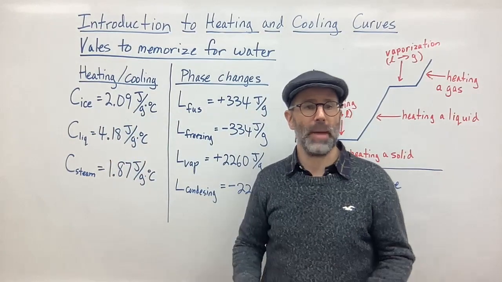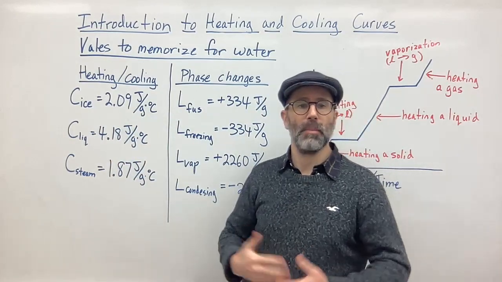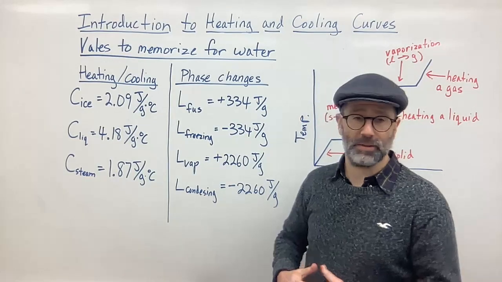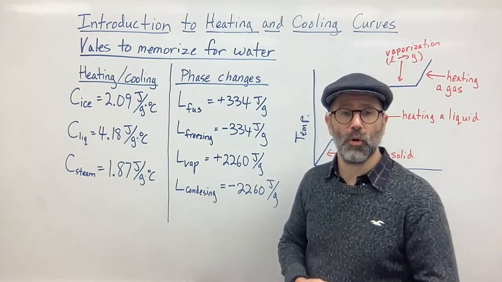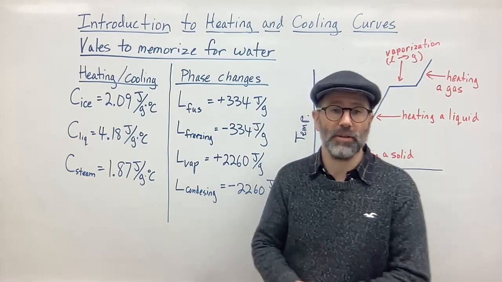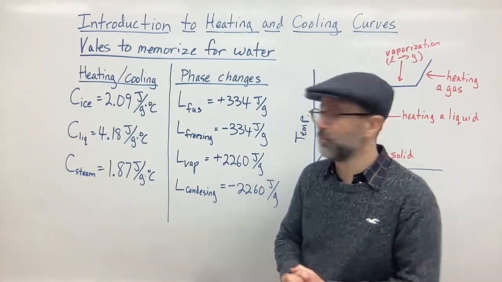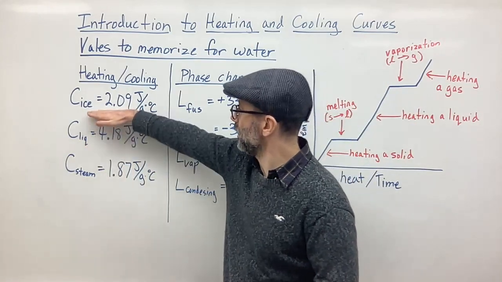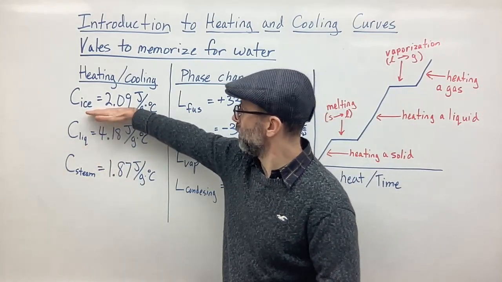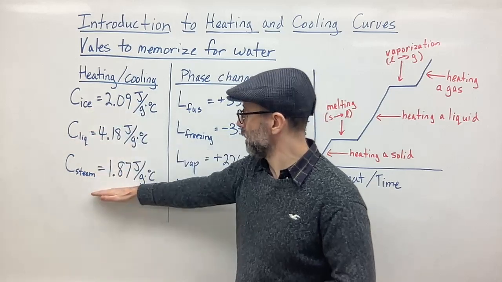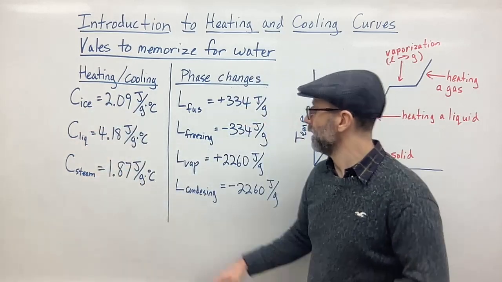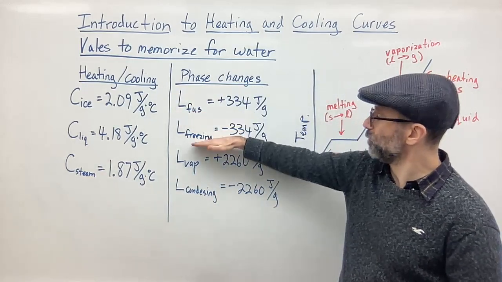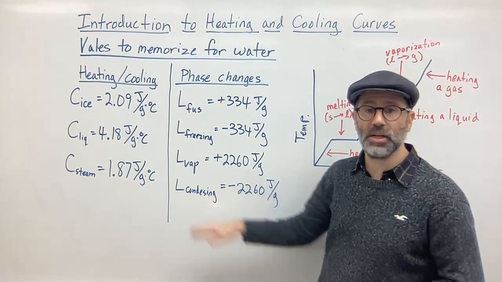Now, your teacher may not have you memorize them, but they're things that you should memorize for problems, just so that you have them ready to go for whatever problem that involves water that your professor or teacher might give you. So here are the different specific heats of water: the specific heat of ice, the specific heat of liquid, and the specific heat of steam. And here we have the latent heats of fusion, freezing, vaporization, and condensation.